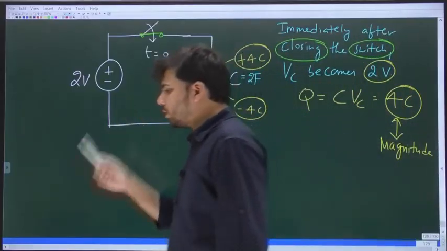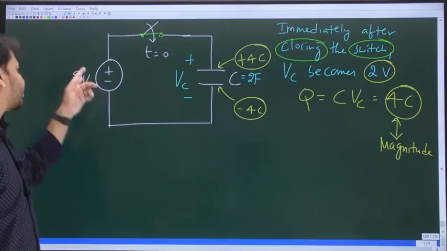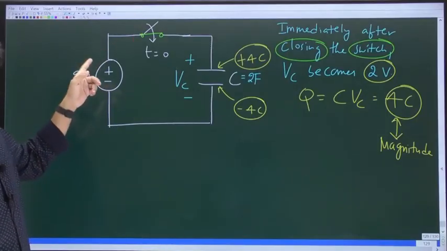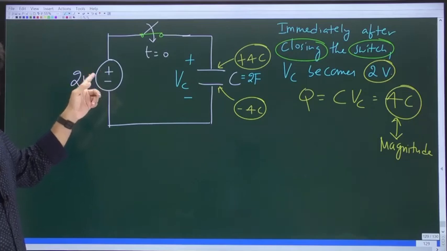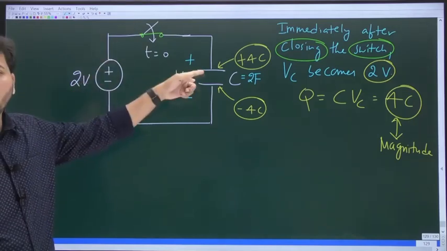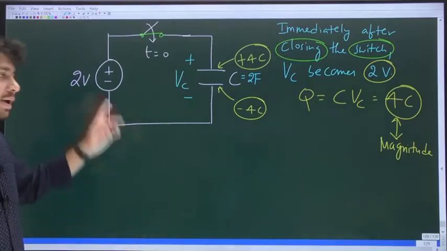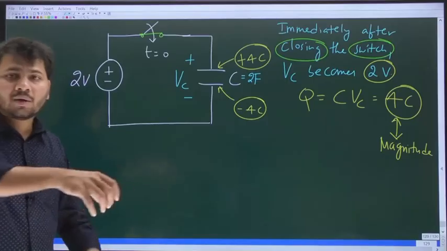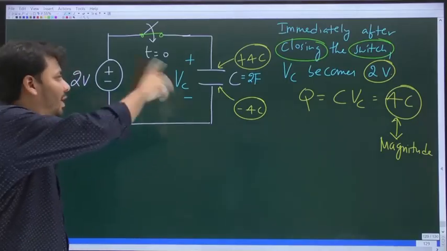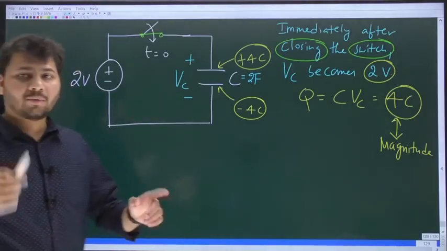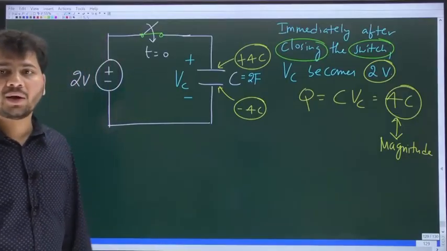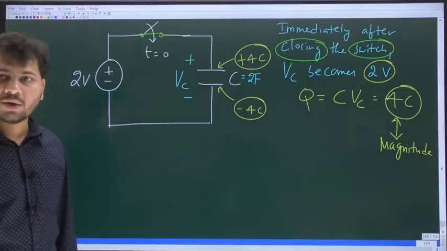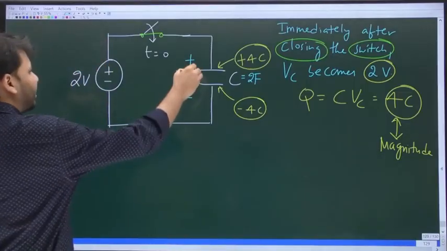Okay. Now look at the positive terminal of the battery. Is it not connected to the top plate? That means the positive terminal of the battery will attract electrons from the top plate. This positive will suck out or remove electrons from the top plate. If you remove electrons from any plate, will it not become positively charged? That is how the top plate becomes positively charged.